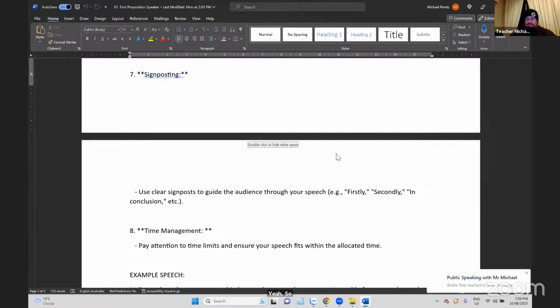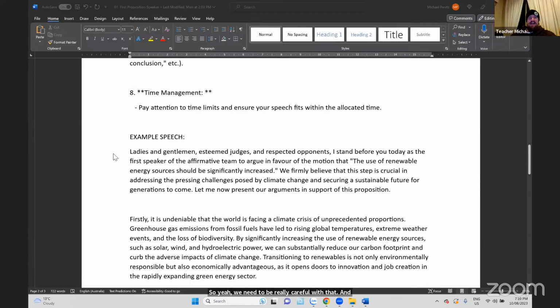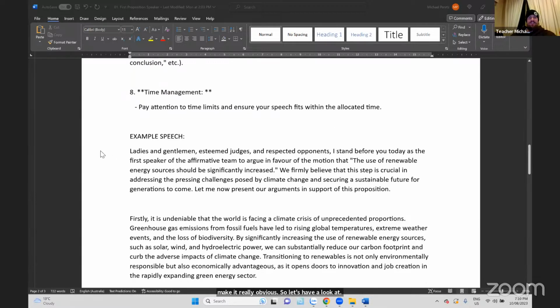So we need to make everything in our speech really, really obvious. And that's what signposting is, because there were a few arguments that were made in some of the debates that we did last week that I honestly could not tell when one argument ended and the next argument began. So yeah, we need to be really careful with that and make it really obvious. So let's have a look at the first proposition speaker.